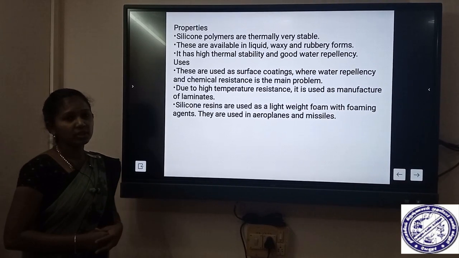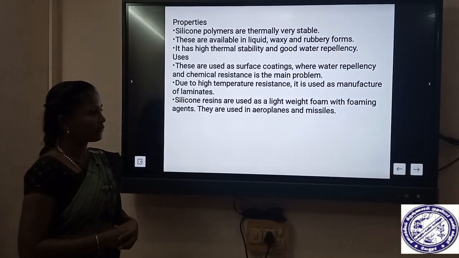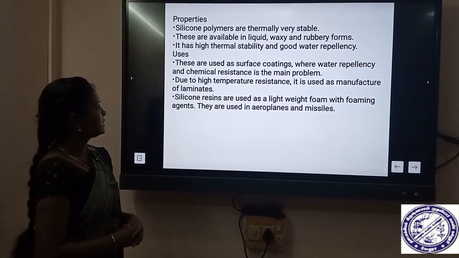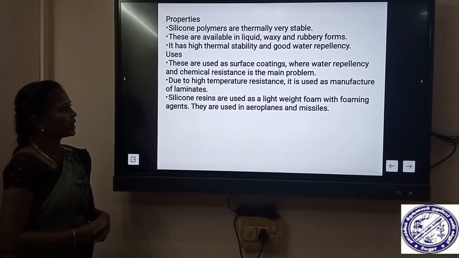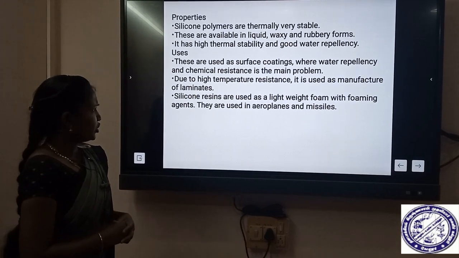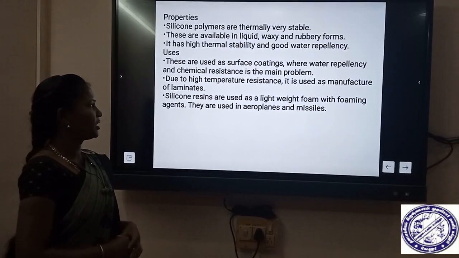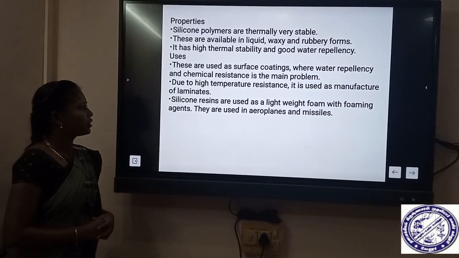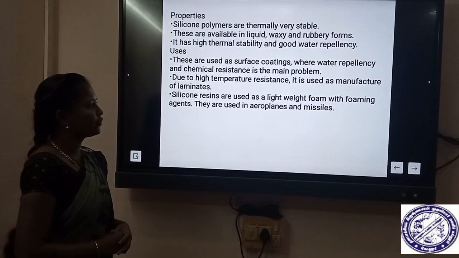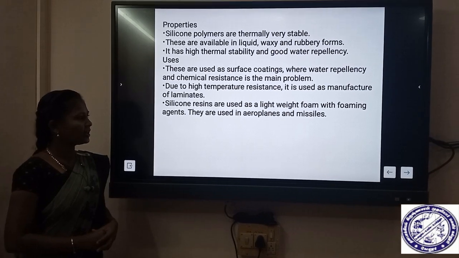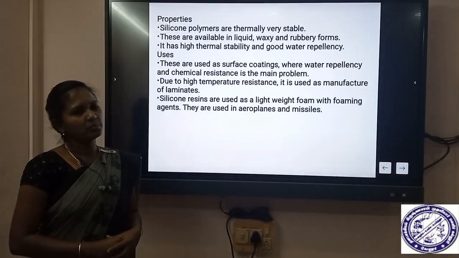So what are the uses of silicone polymers? They are used as surface coatings where water repellency and chemical resistance are the main requirements. Due to high temperature resistance, they are used in the manufacture of laminates like painting materials. Silicone resins are used as lightweight foam with foaming agents. They are used in aeroplanes and missiles.